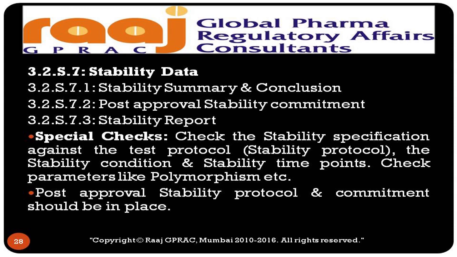Then the last section is S7, that is stability data. This section is also divided into 7.1, 7.2 and 7.3. So 7.1 is the stability summary and the conclusion. 7.2 is the post approval stability commitment you have to give under this section, and you have to attach the stability report which you are conducting for the accelerated and the real time shelf life. So what are the special checks in this section? Check the stability specification against the test protocol, that is the stability protocol, then the stability condition and the stability time points, check parameters like polymorphism, etc., and the post approval stability protocol and commitment should be in place.